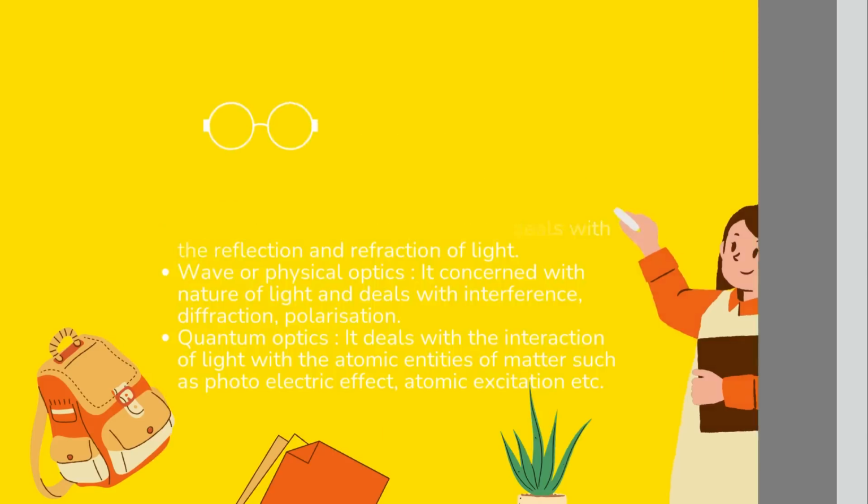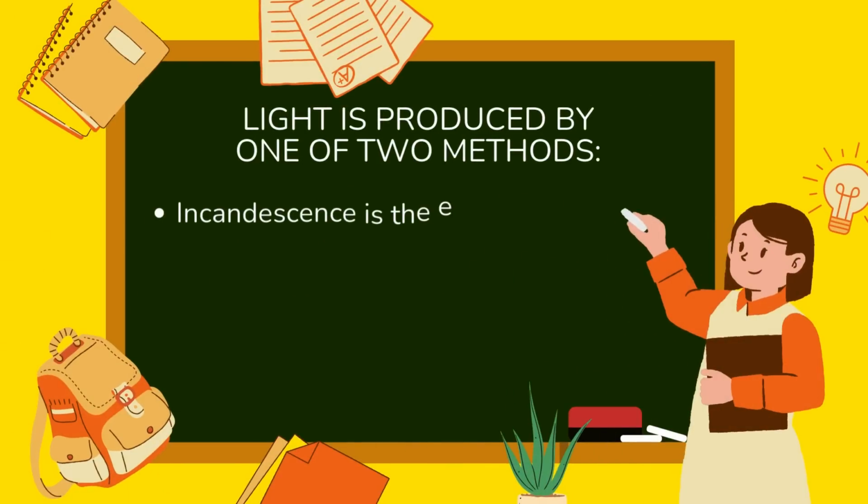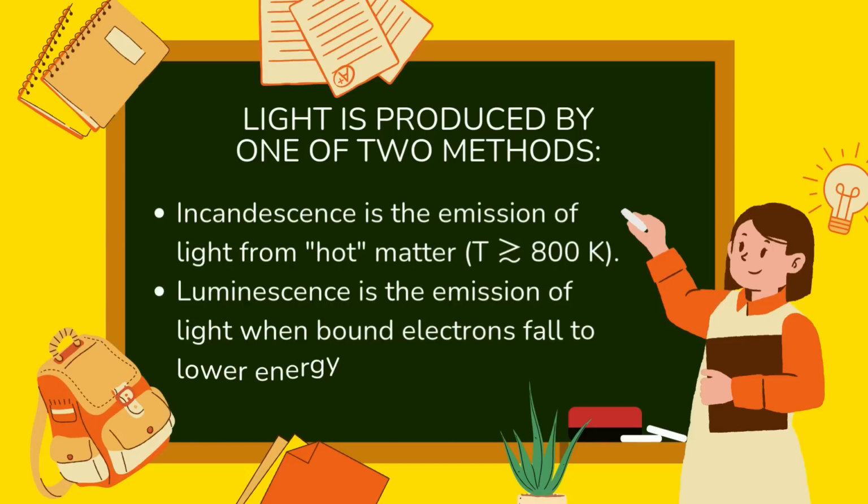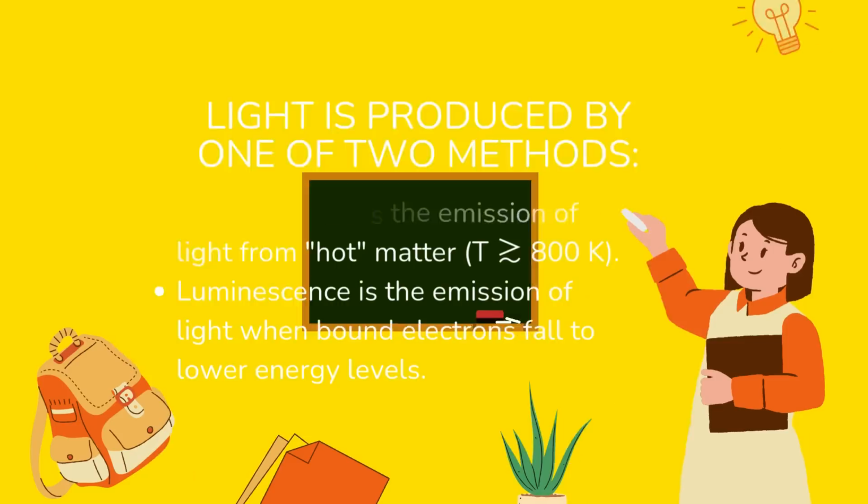Next, light is produced by one of two methods. Incandescence is the emission of light from hot matter, T > 800 K. Luminescence is the emission of light when bound electrons fall to lower energy levels.